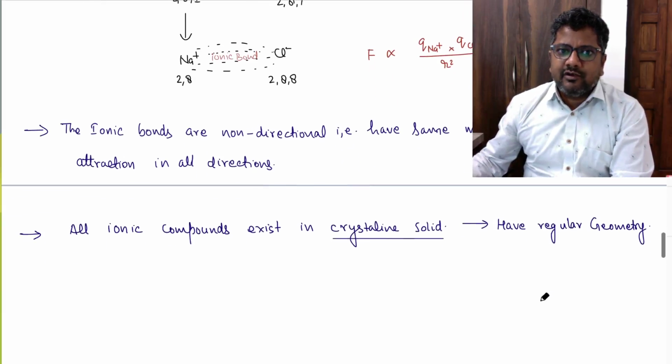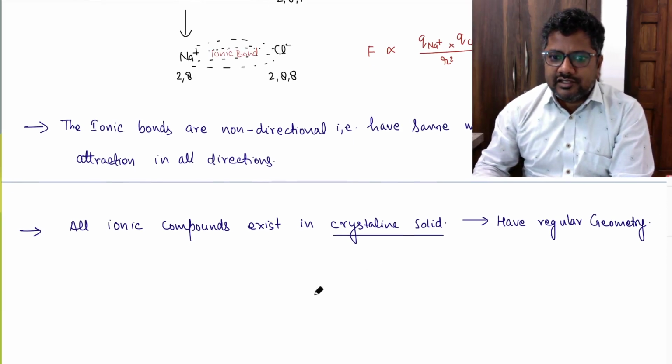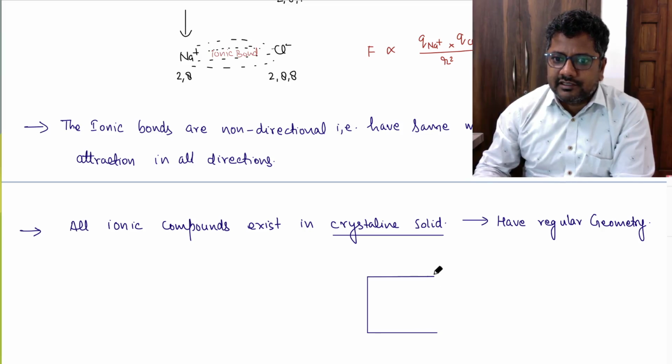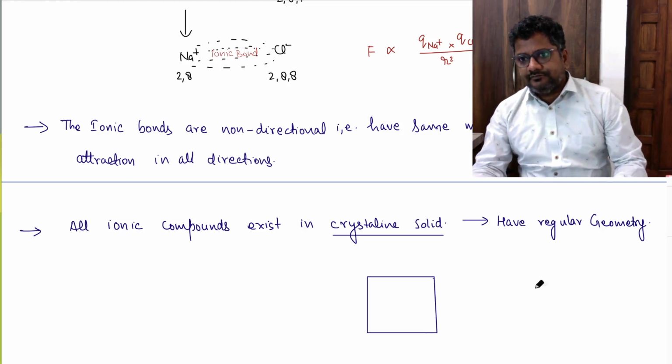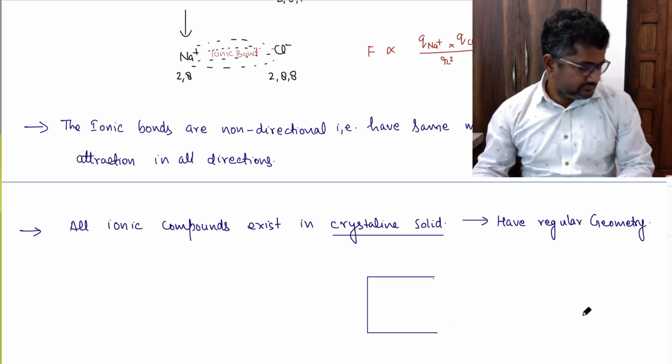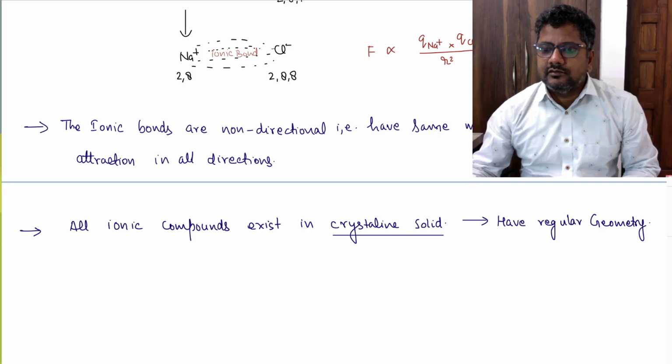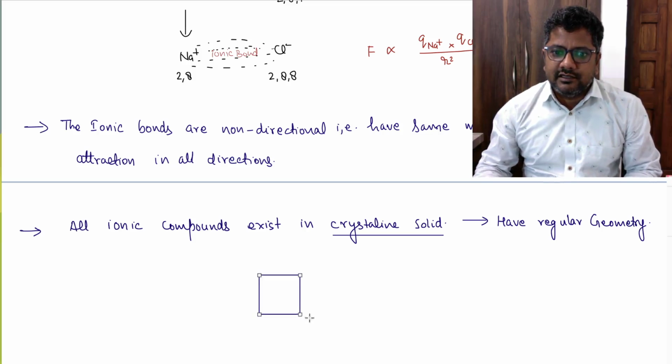Suppose you want to know about this sodium chloride crystal. This is the 3D lattice of the sodium chloride crystal, which is cubic, meaning this sodium chloride exists in a cubic lattice.